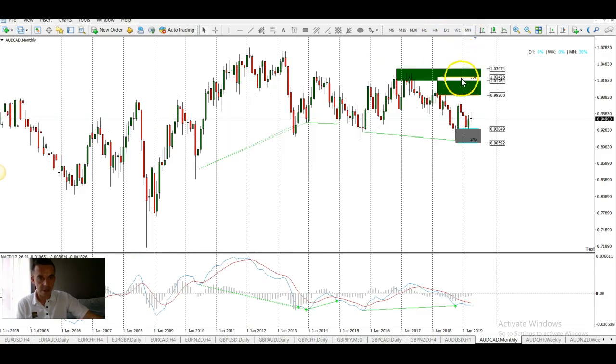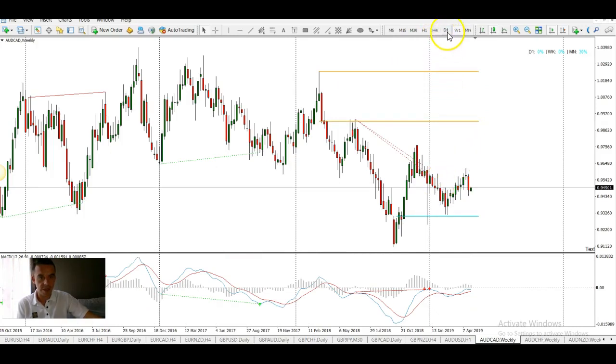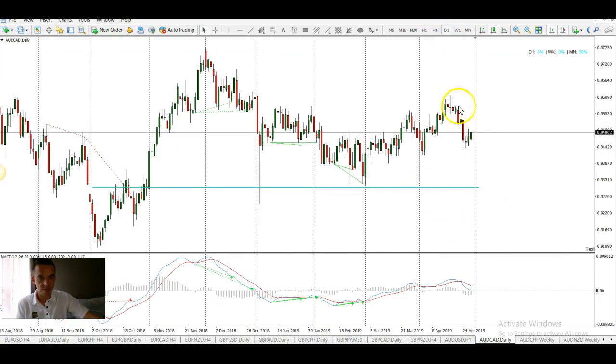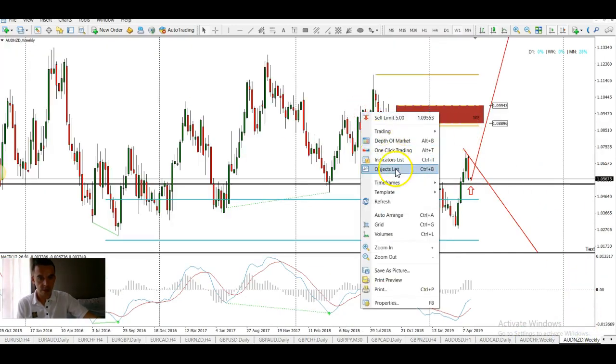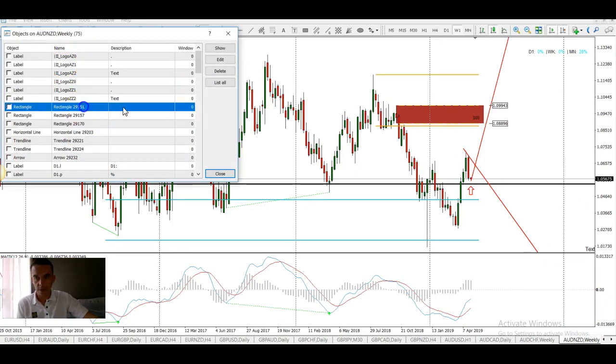So let's look at the Aussie CAD. Nothing on the monthly, nothing on the weekly, nothing really happening on the daily. This is not a zone, it didn't really cause anything. We'd have to take this out, so a little bit higher. Nothing on the daily. Aussie Swiss franc, I don't day trade it.